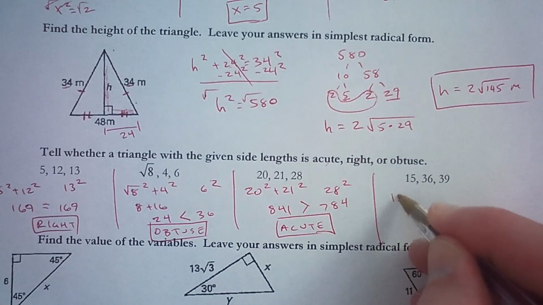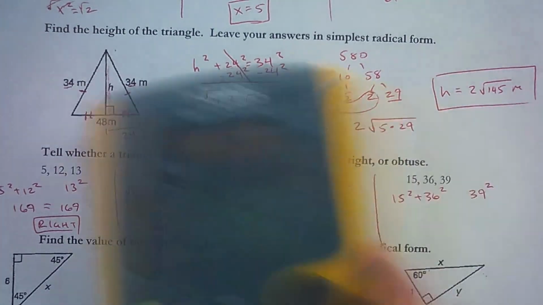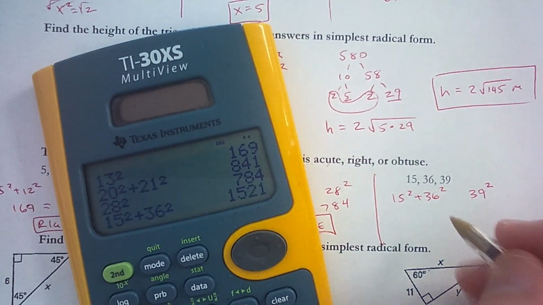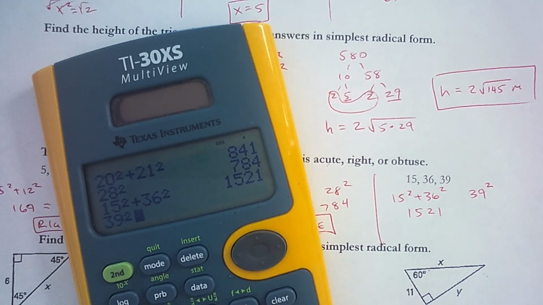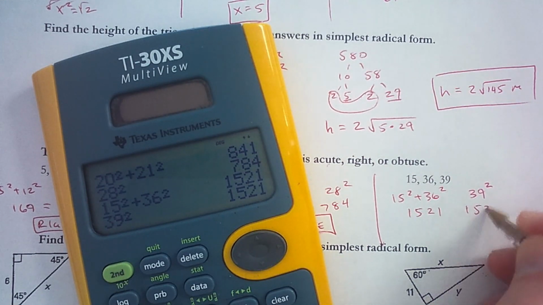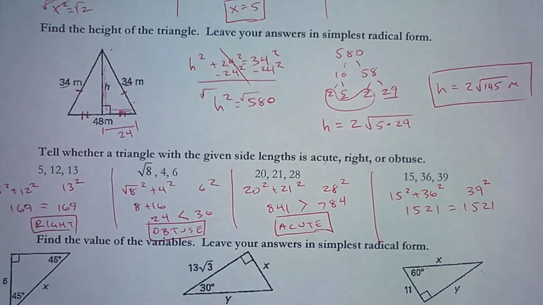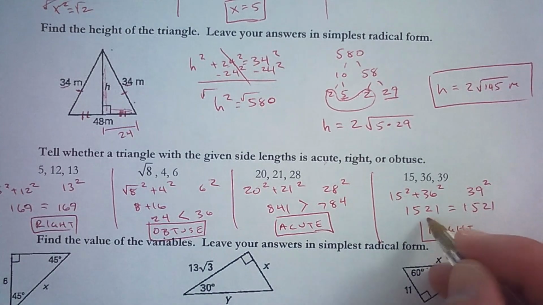And last we have 15 squared plus 36 squared compared to 39 squared. 15 squared plus 36 squared is 1,521, and 39 squared is 1,521. A squared plus b squared is equal to c squared, so this triangle is right.